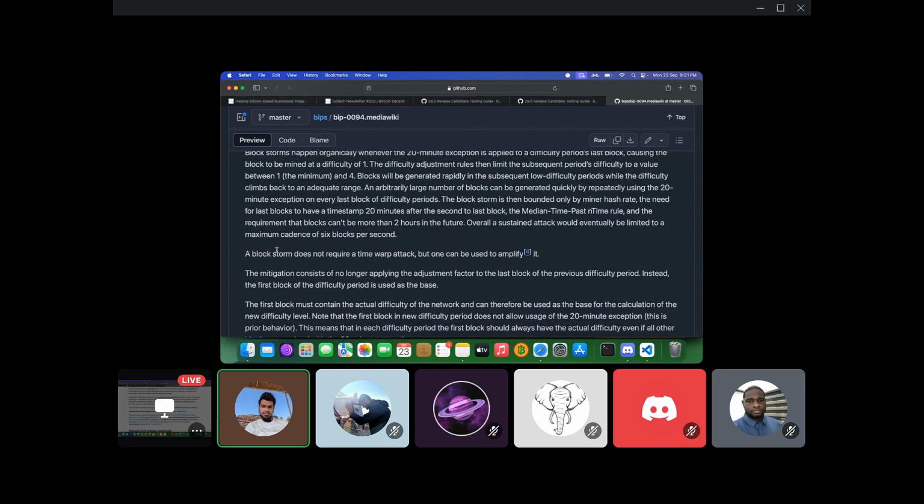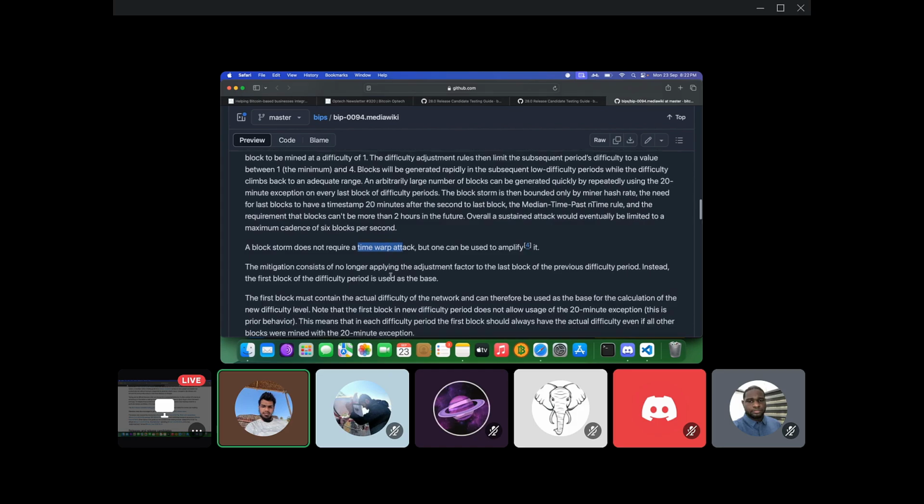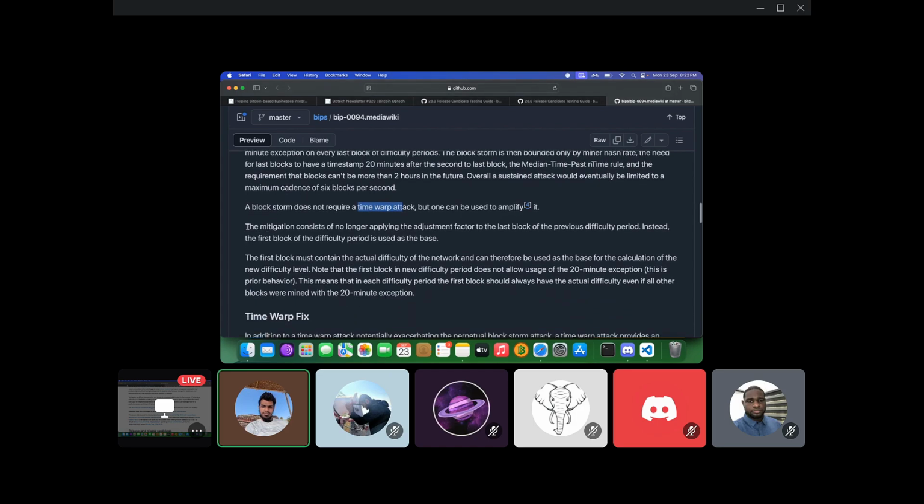I mean, a time warp attack can cause a block storm attack, but you can execute a block storm by merely using the 20-minute exception rule. You don't necessarily need a time warp attack. Now, what's the mitigation? What's the solution of this?